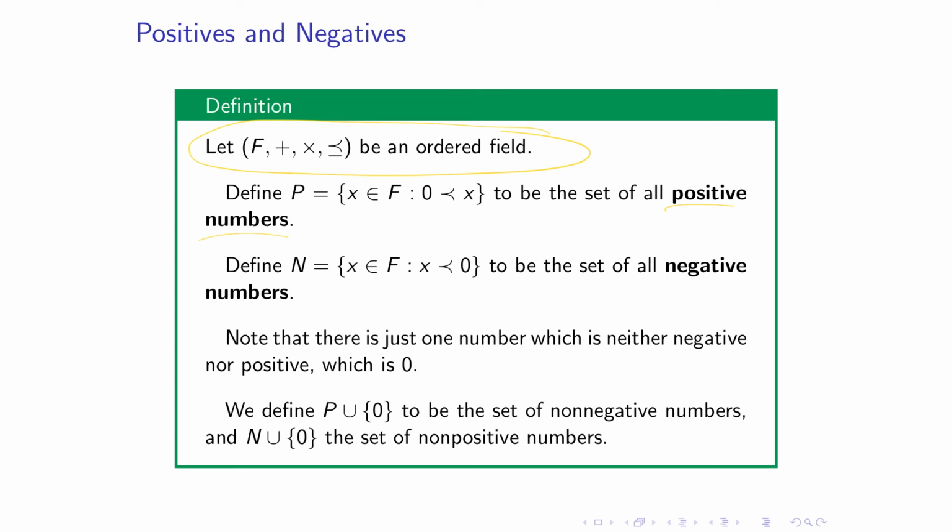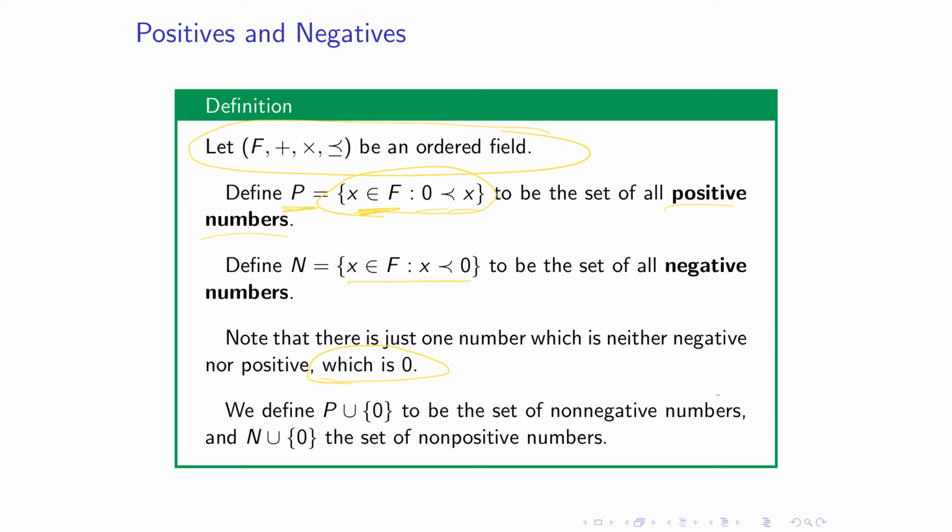So here we'll talk about the positive numbers, that is to say the positive elements of my field. And so the positive numbers, which I'm denoting by this capital P, is just all the numbers such that 0 precedes x, right? Any x such that 0 precedes x. That is a positive number. And then the negative numbers are the numbers that precede 0. And there is just one number out of any field that is neither positive nor negative. It is the number 0.